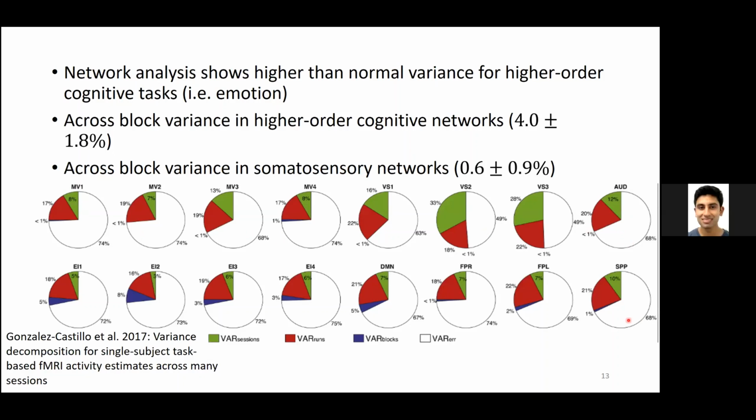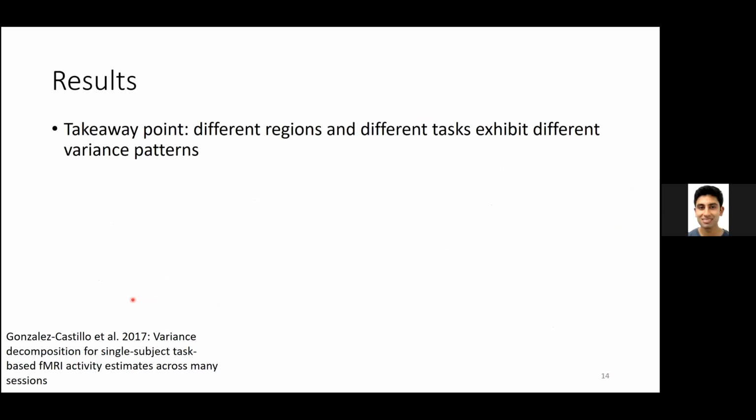So you can see this white pie chart block is 50 to 75% of most of the error present across networks. But what they also notice is that the cross block variance, while it's negligible for somatosensory networks, it's not negligible for higher order cognitive networks. For example, this being an emotion task. So if you're showing people pictures of faces. And so the real takeaway from this study was that different regions and different tasks exhibit different variance patterns. And to generate useful experiments, you need to account for these differences.